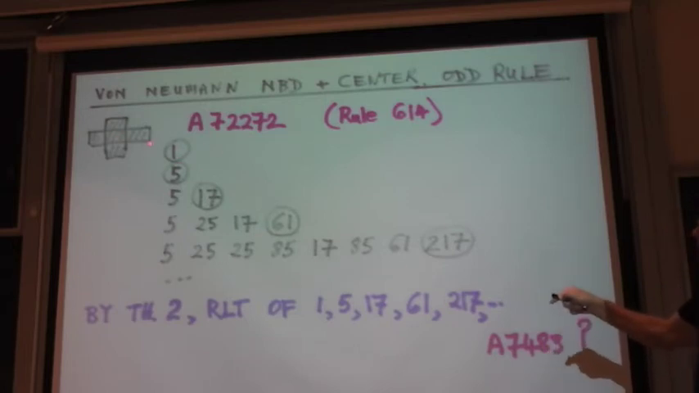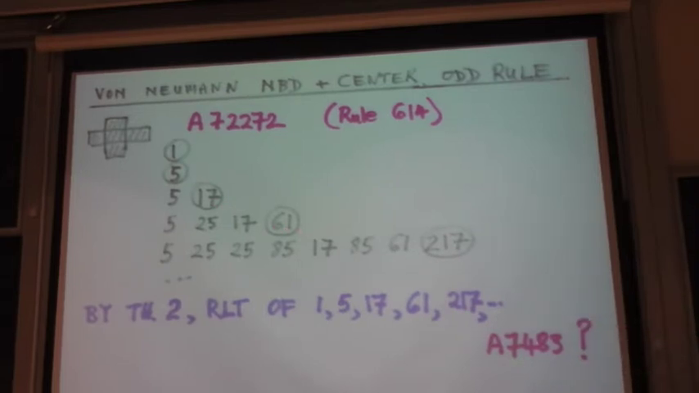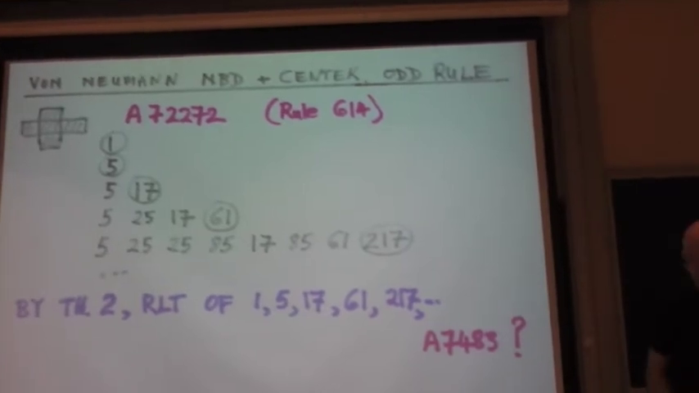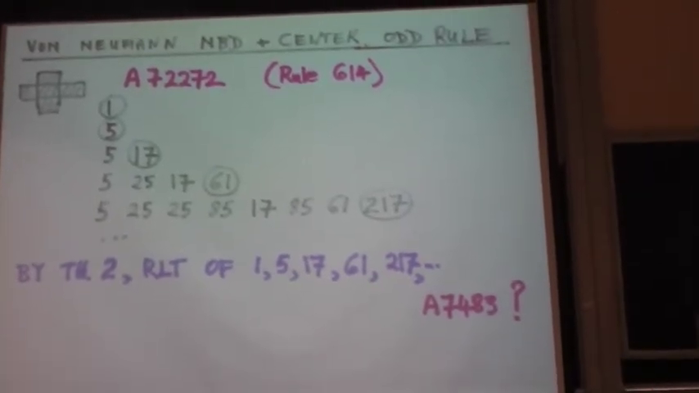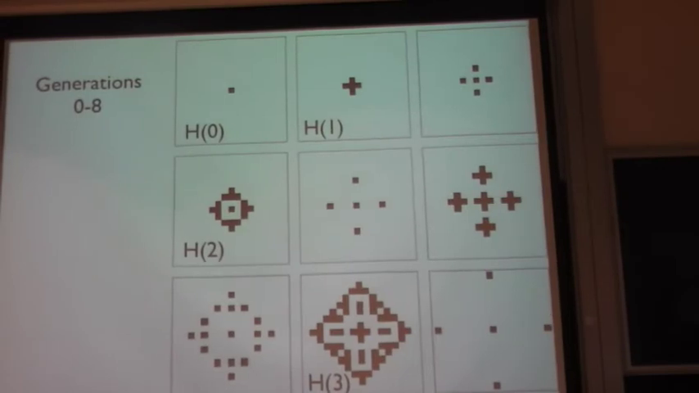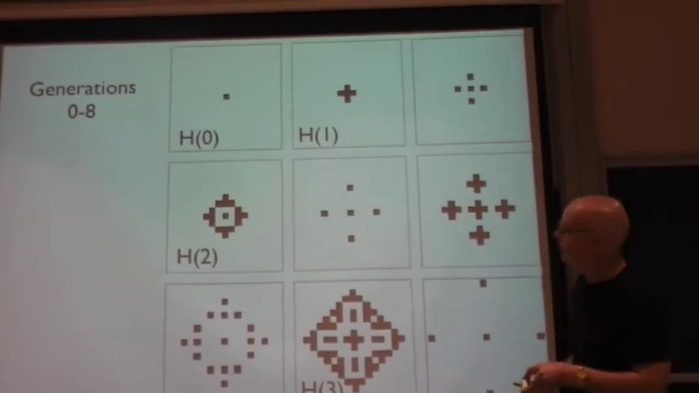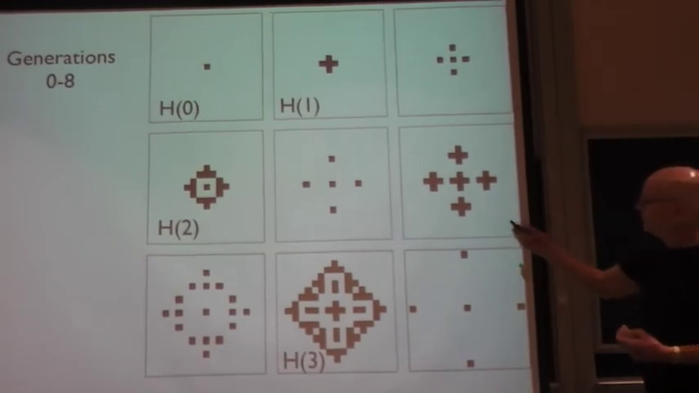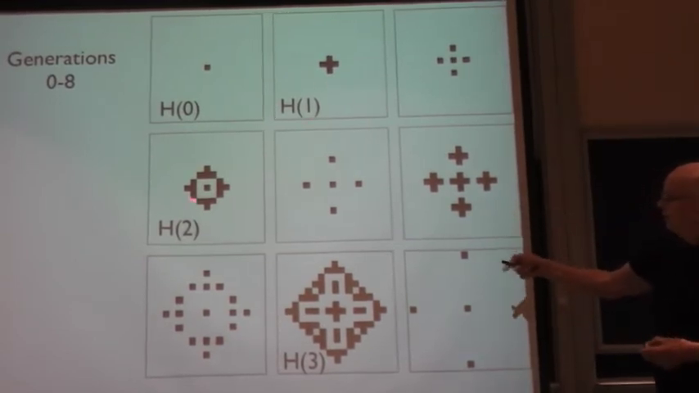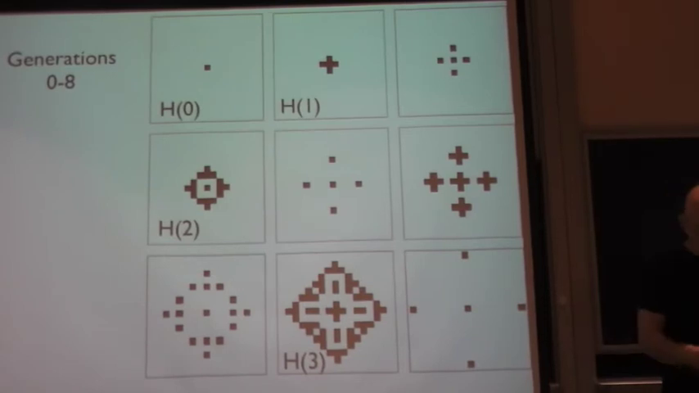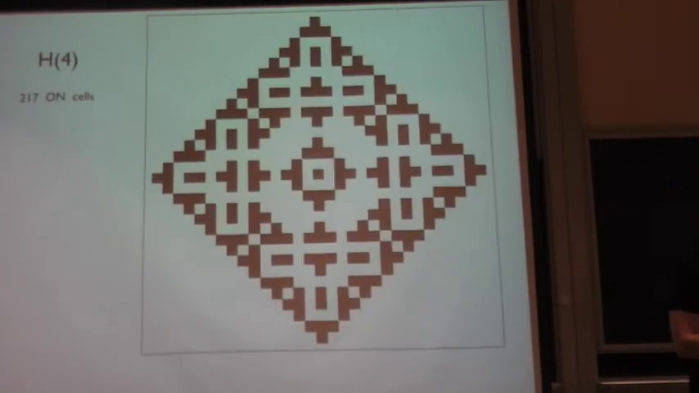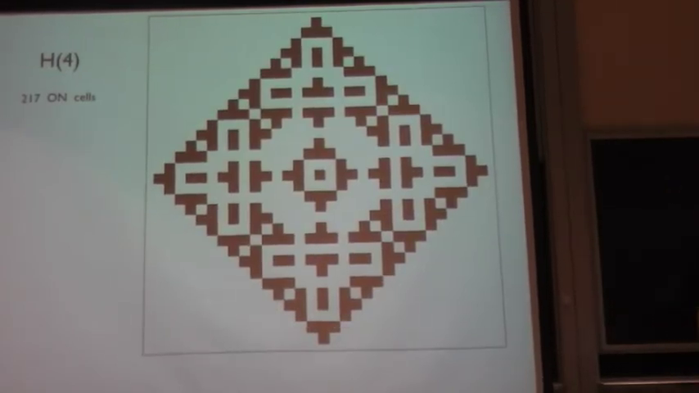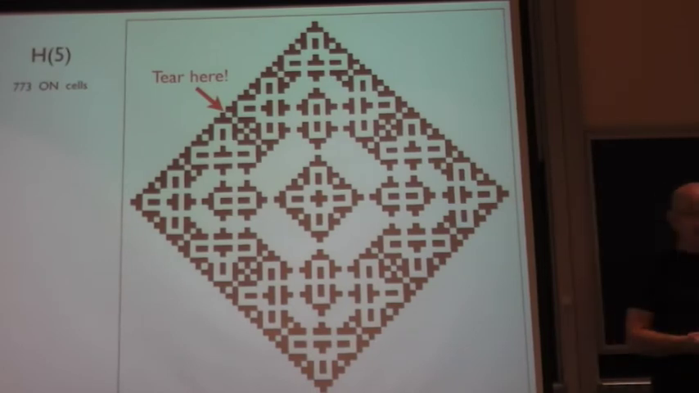By the theorem, this is the run-length transform of 1, 5, 17, 61, 217, which appears to be sequence 7483. But there are no guarantees that's correct until we actually find the proof. Well, so here are the first 8 generations. And again, we have to focus attention on generations which are 1 less than powers of 2. And they look like this. So here's h of 4, here's h of 5, and so on.